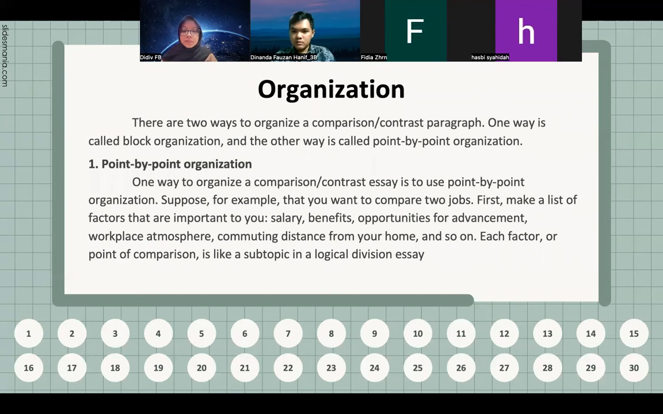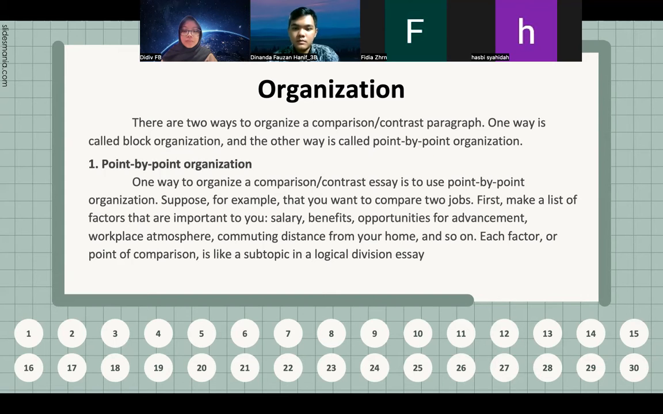And the second is organization. There are two ways to organize a comparison or contrast paragraph. One way is called block organization, and the other way is called point-by-point organization. The first is point-by-point organization. One way to organize a comparison or contrast essay is to use point-by-point organization.